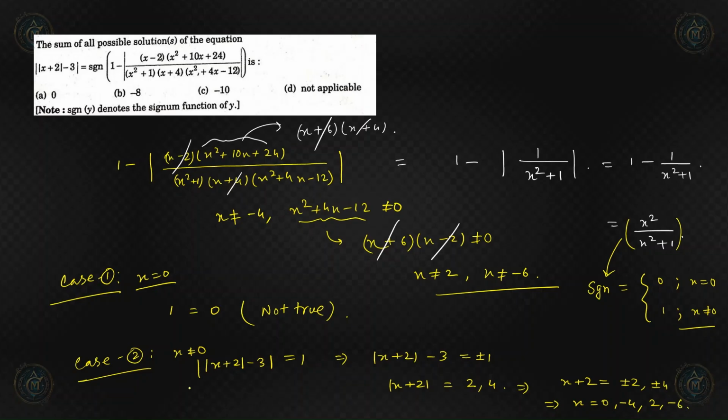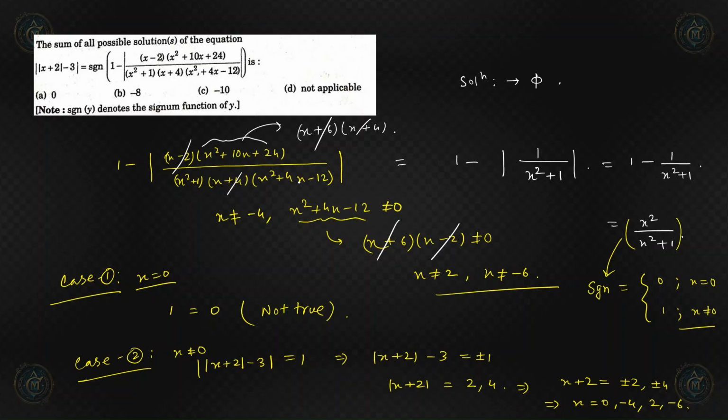Okay, now see, none of these solutions is possible. Why? Because x equal to 0 is not a solution of this equation. We already tested it. x equal to minus 4 will not be a solution because it is not in the domain of the function, domain of the equation. Okay, we have excluded the points x equal to minus 4, x equal to 2, x equal to minus 6, right? That means what? The solution of the equation does not exist. So our solution is simply the null set.